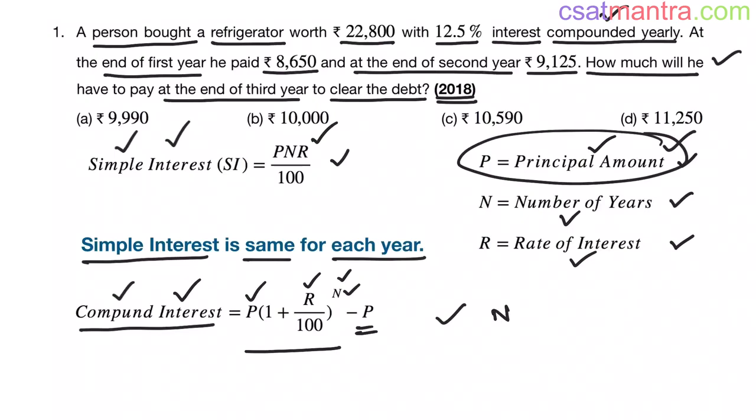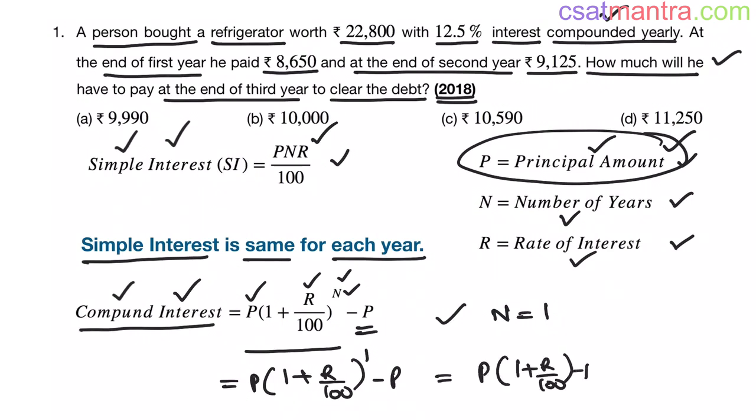So N is equal to 1. Now compound interest is equal to P into (1 plus R by 100) power N, N is 1, minus P. This is P into (1 plus R by 100) minus P. This is P plus PR by 100 minus P. This is equal to PR by 100. P and P get cancelled.